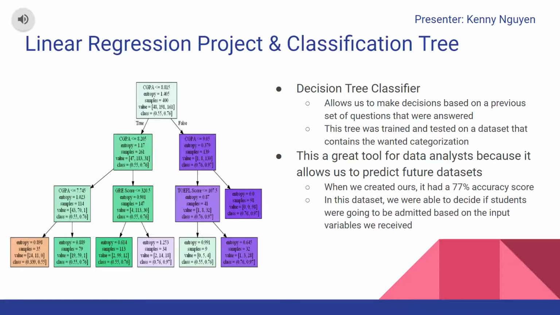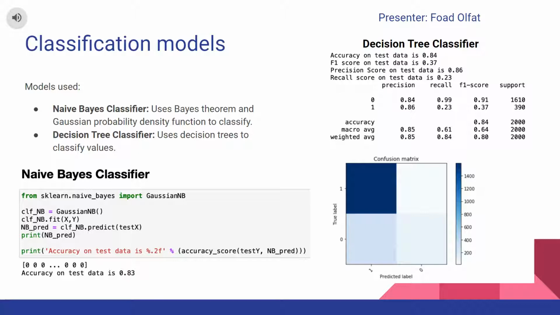variables we received. For classification models, we used the naive Bayes classifier, which uses Bayes' theorem and Gaussian probability density function to classify unknown values. And we also used decision tree classifier. As you can see, the decision tree got a pretty decent confusion matrix with very few false positives. And we get around 83-84% accuracy for both of them.